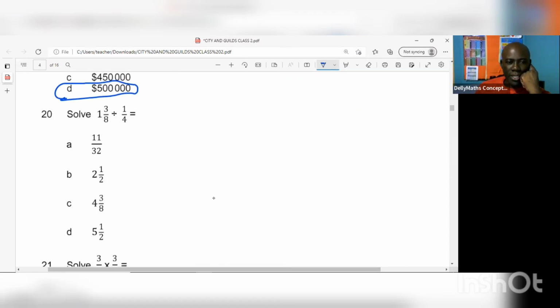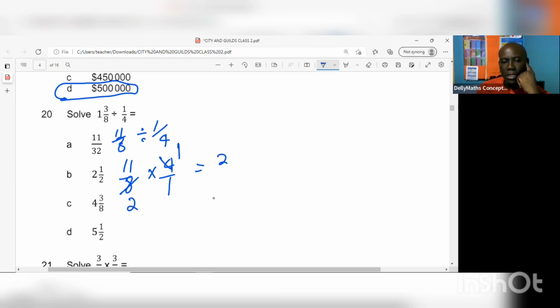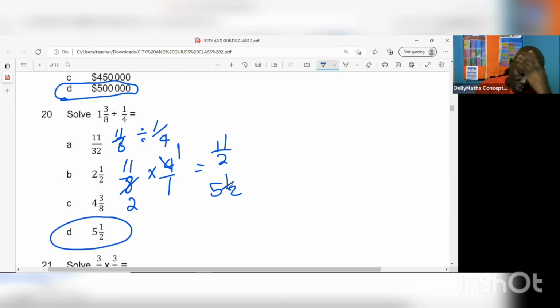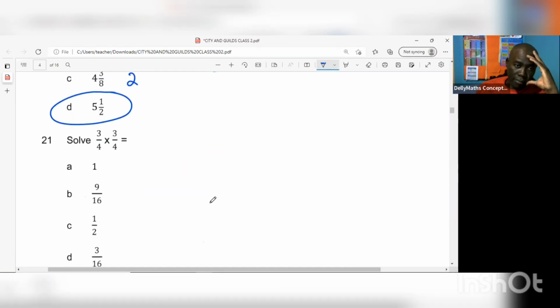That's 11 over 8 divided by a quarter. So it's going to be 11/8 times 4 over 1. 4 into itself 1 time, 4 into 8, 2. 11 over 2. And 11 over 2 can be classified as 5.5. It's right here. So if you don't see what you're looking for, just go again. For this, 3 3s are 9, 4 4s are 16 here.